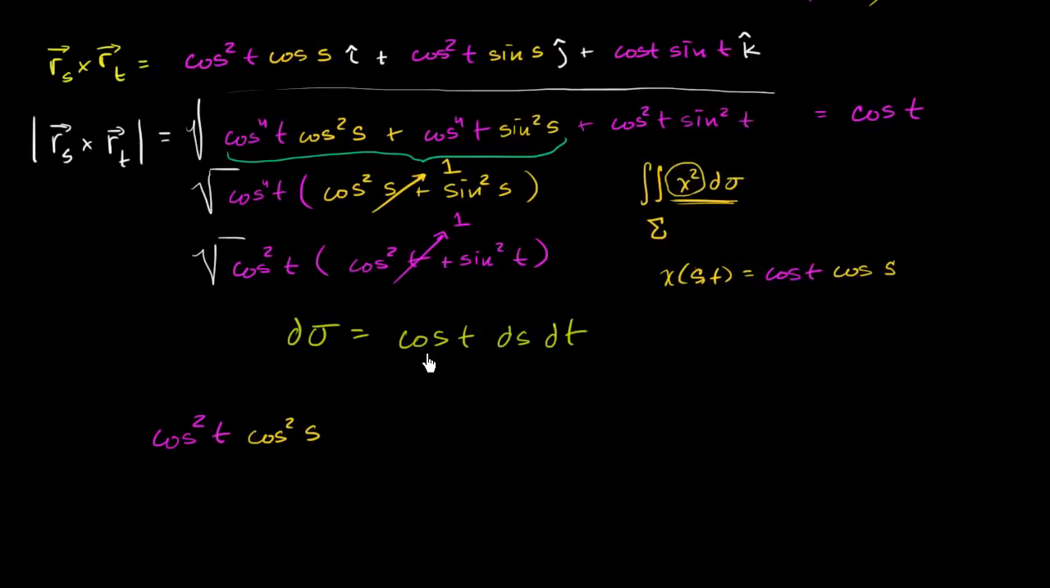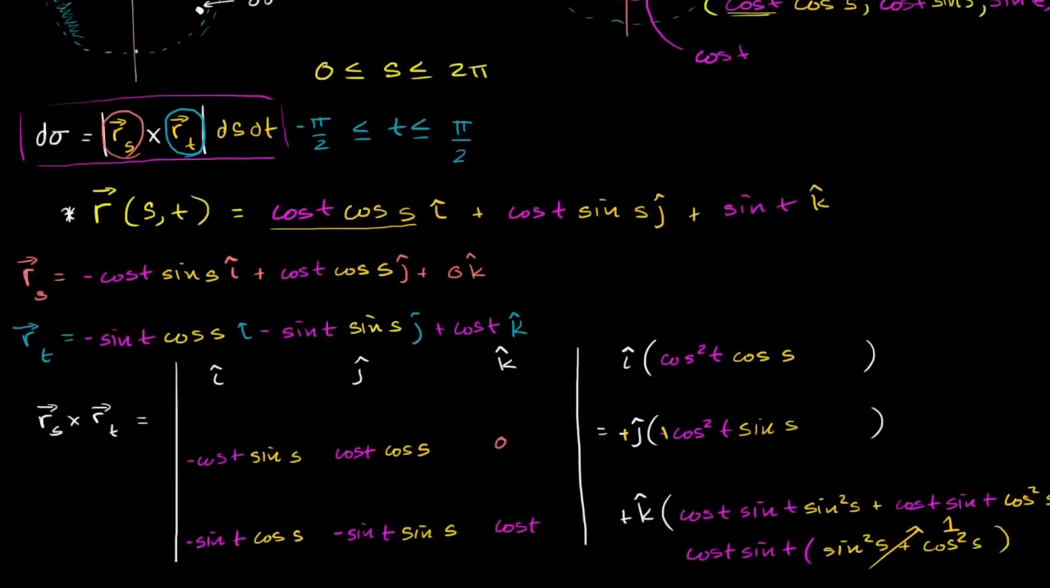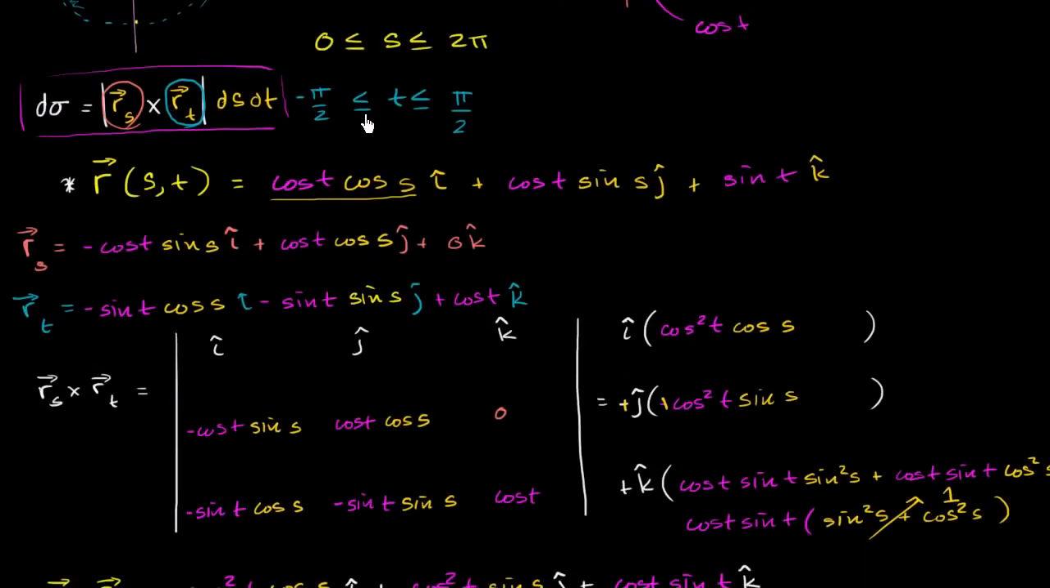And then you have the d sigma, which is this stuff, which is times cosine of t ds dt. And now that we have this in terms of the parameters and the differentials of the parameters, this essentially becomes a double integral with respect to these two parameters. And the good thing is that the boundary is pretty straightforward with respect to s and t. S takes on all values between 0 and 2 pi. T takes on all values between negative pi over 2 and positive pi over 2.